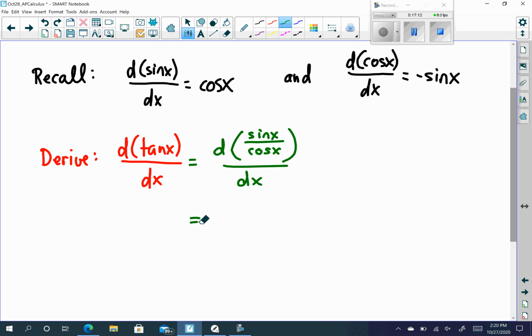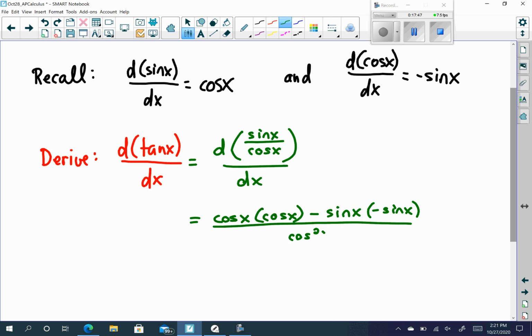All right, so if you already saw this, paused it, and worked this out, that's fine. If not, use the quotient rule, try to find the derivative here. So we're going to start with low d high. We get low, which is cosine x, times the derivative of the high part, which is cosine x. Minus high, which is sine x, times d low, which is negative sine x, so be careful how you write that. All over low low, so cosine squared x.